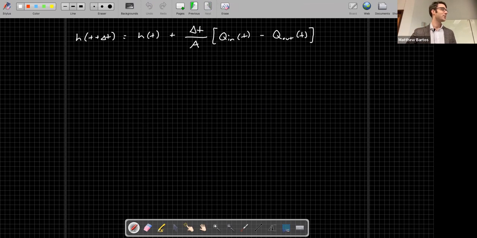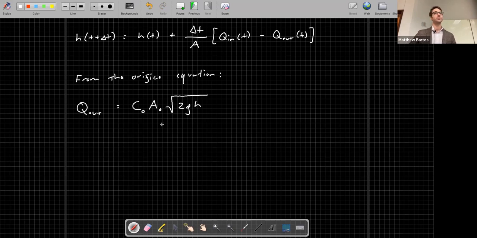So the outflow, from the orifice equation, we have that the outflow from the pond will be equal to C_O, the orifice coefficient, times A_O, the cross-sectional area of the orifice, times the square root of 2GH. Let's make this explicit: this is Q out at time T, and this is our depth at time T. So we can substitute that back in here.